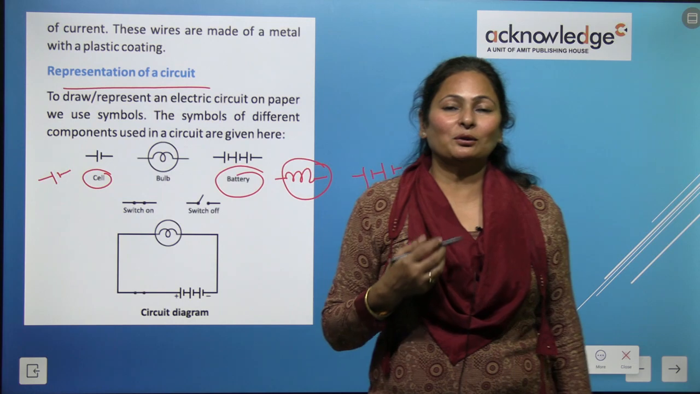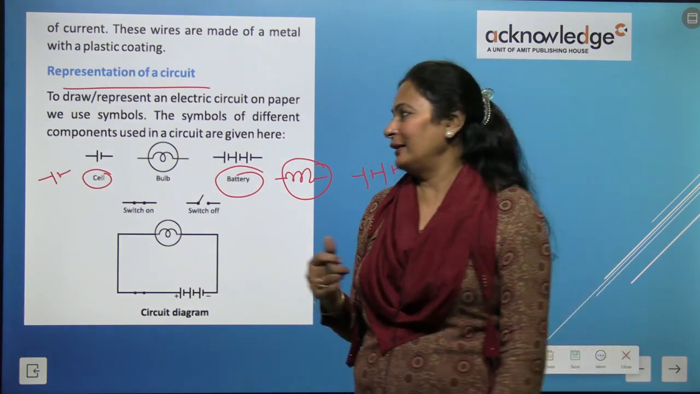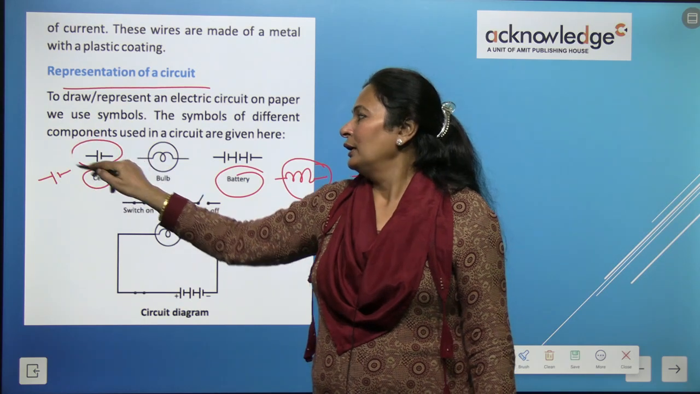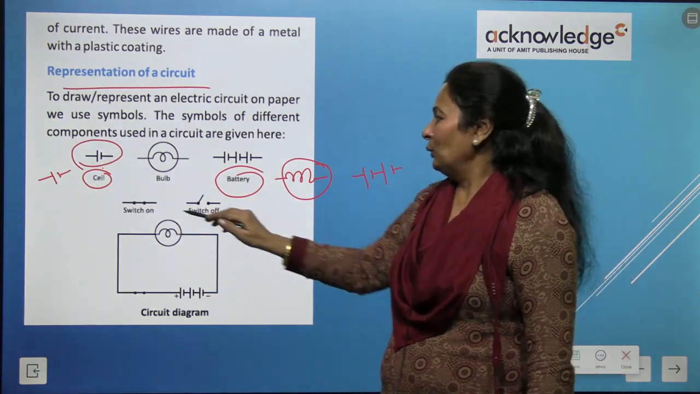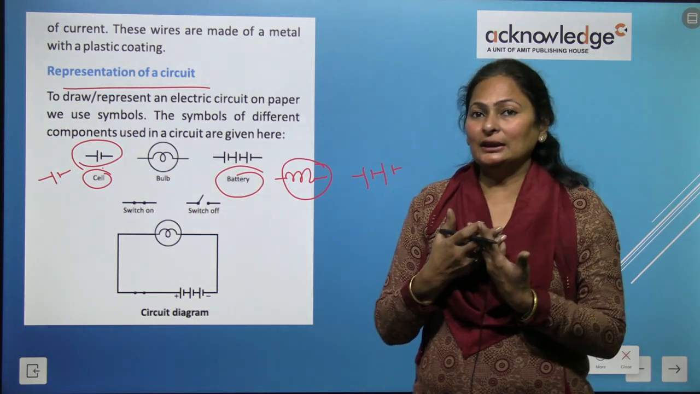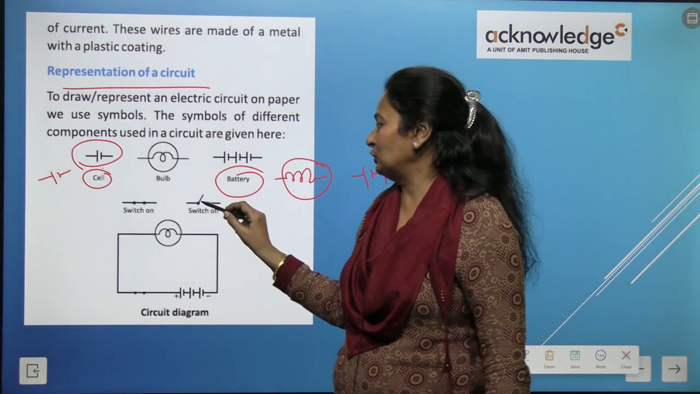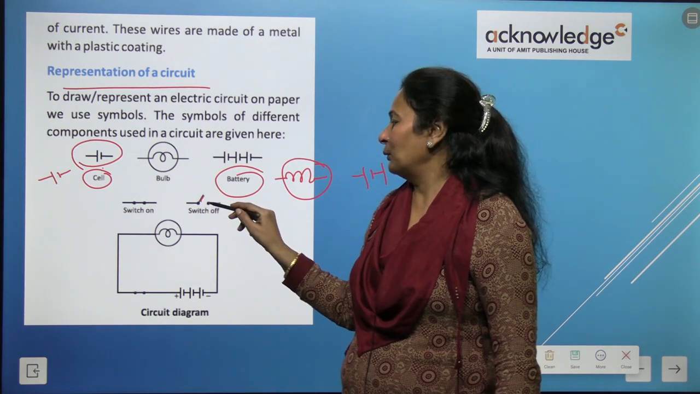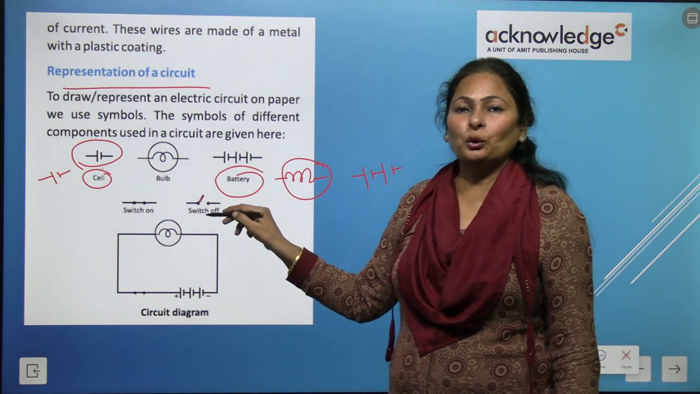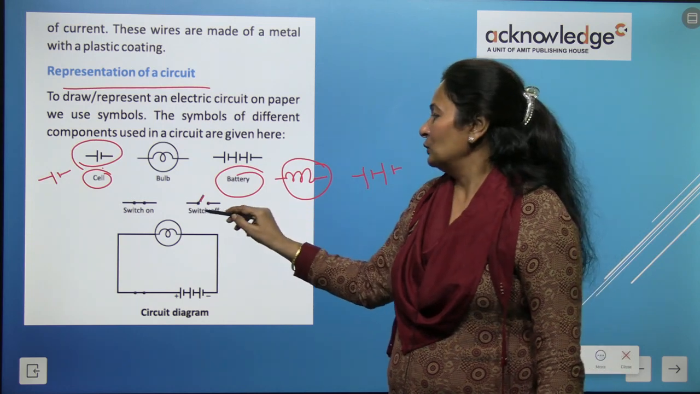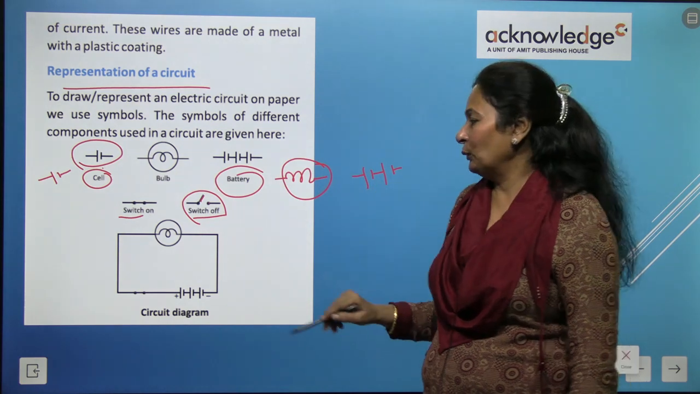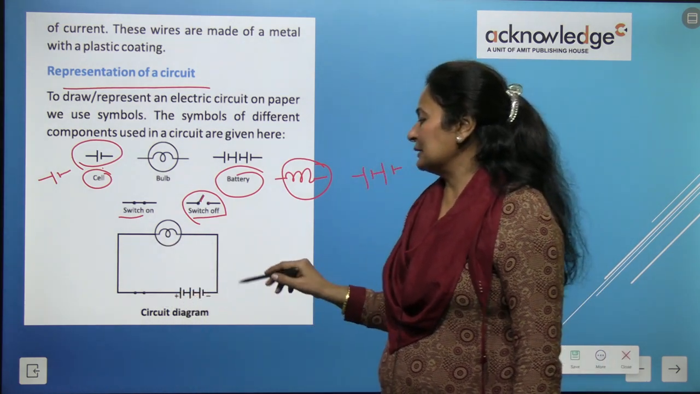As the battery is the combination of more cells, that is why it is the battery. And a single cell is represented like this. The symbol of switch on is this, meaning the connection is properly there, and switch off means the connection is broken. You can see the space between these two wires. So this is switch off and this is the switch on condition. You can understand it from this diagram.